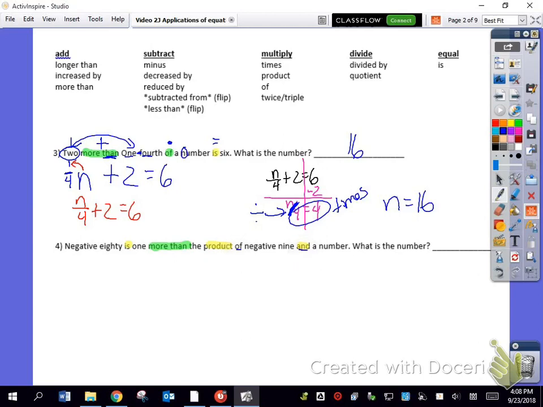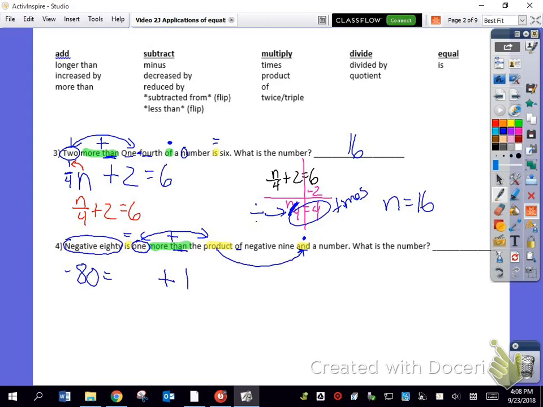And so this product, where you see the word "and," that's where whatever the operation is goes. Product means multiply, so this is times. So you've got negative 80 equals, then one more than. Since it says "than," I have to switch. More is plus, so I'm going to put plus 1.